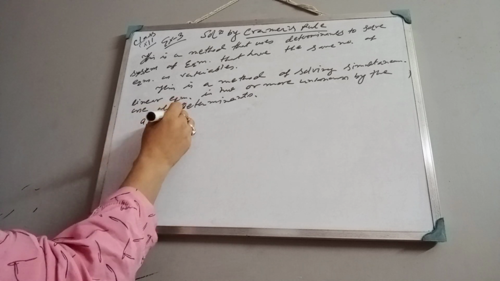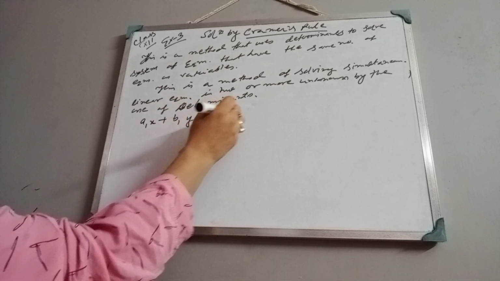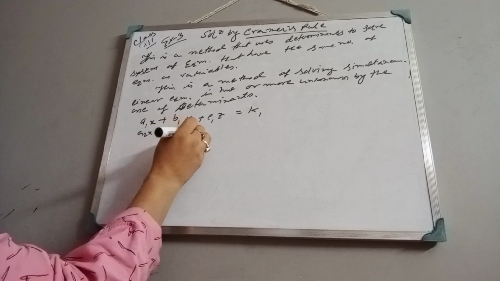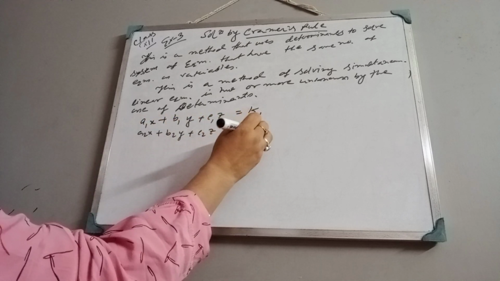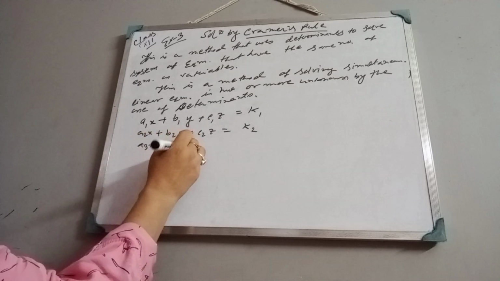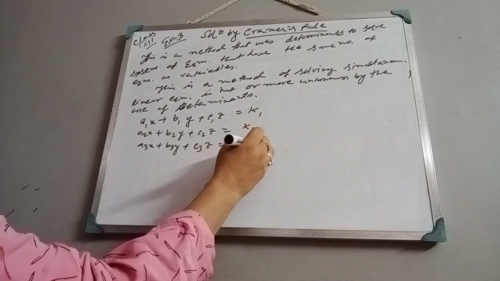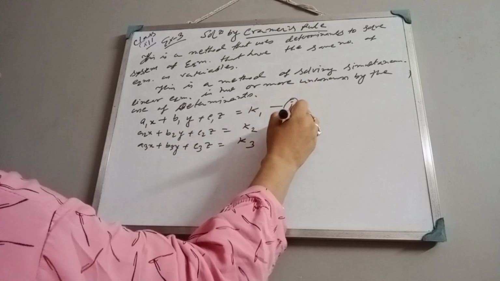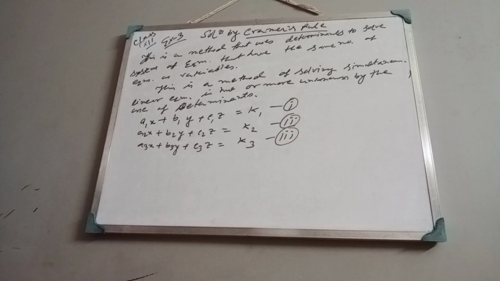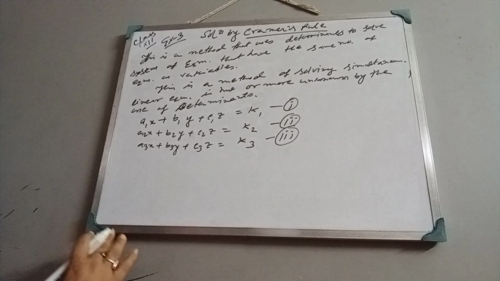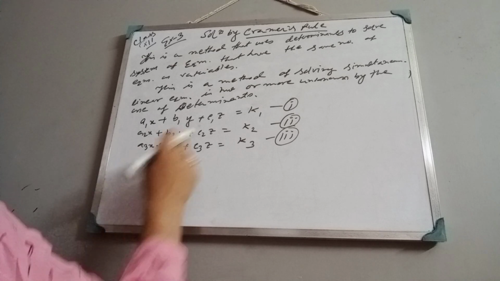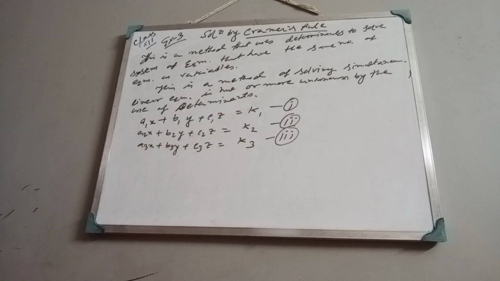Say a1x plus b1y plus c1z is equal to k1, and so on, the second equal to k2. Okay, let me write these as equations 1, 2 and 3. Now let us form the determinant D of the third order whose elements are the coefficients of x, y and z in the above equations.